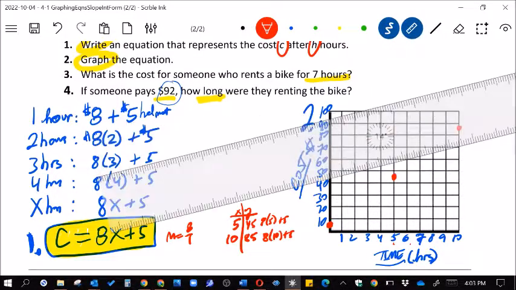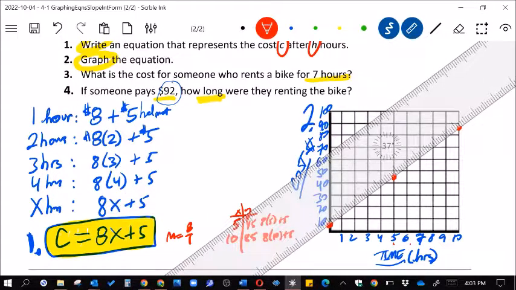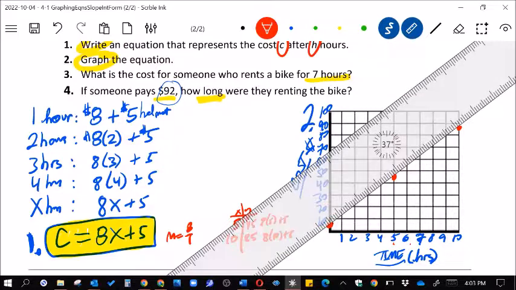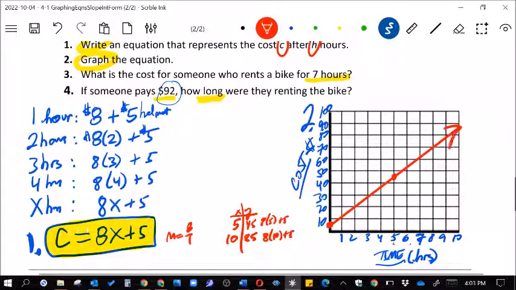And now I'll draw the line. I just put an arrow. If I put an arrow this way, that is nonsensical, meaning it doesn't make sense. I can't go into negative hours. So this would be an inappropriate place to put an arrow on the left side. Only an arrow on the right side is needed. Now I've graphed it, which means 2 is done.